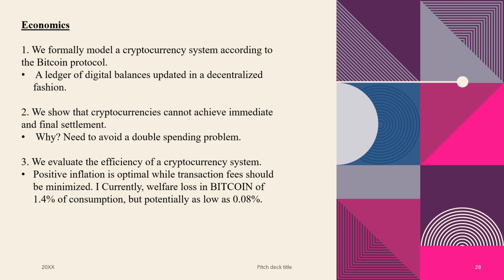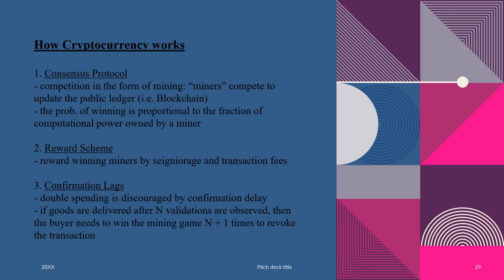Then in terms of the economics, we formally model a cryptocurrency system according to the Bitcoin protocol, where a ledger of digital balances is updated in a decentralized fashion. Then you show that cryptocurrency cannot achieve immediate and final settlement to avoid double spending problems. You also need to evaluate the efficiency of the cryptocurrency system. This speaks to how cryptocurrency works: you use a consensus protocol, a reward scheme, and confirmation lags.